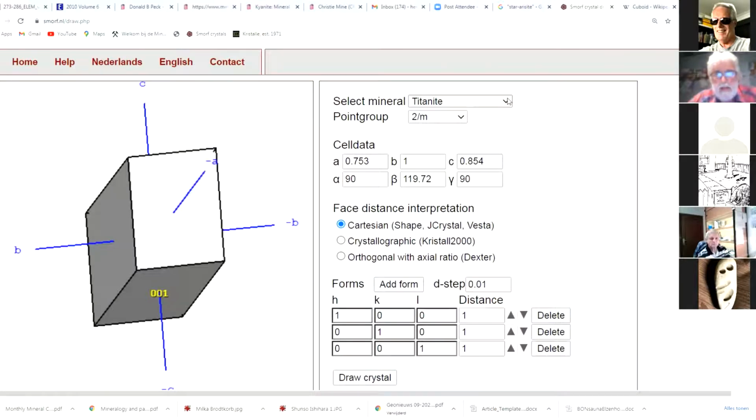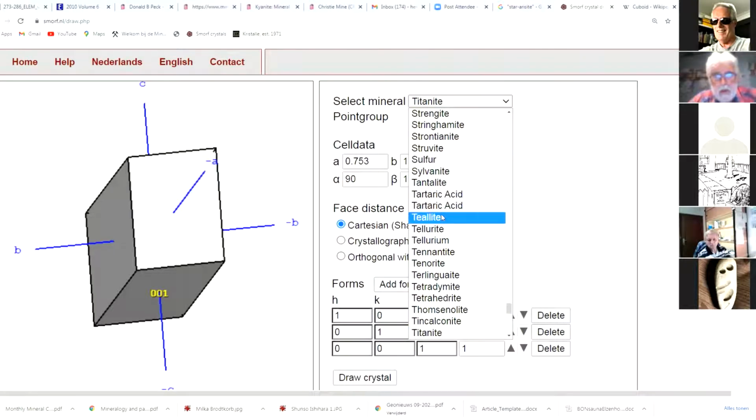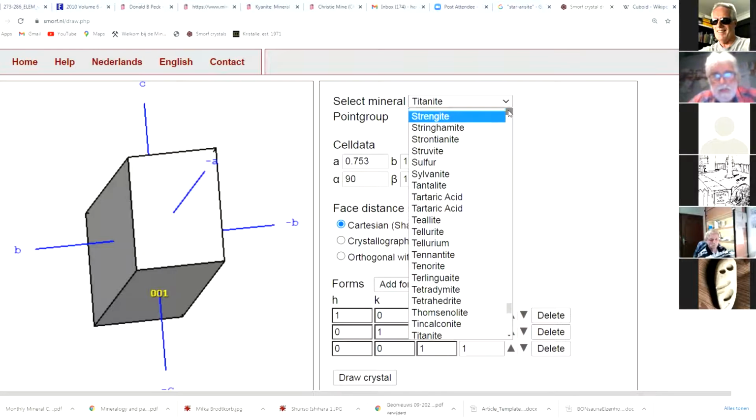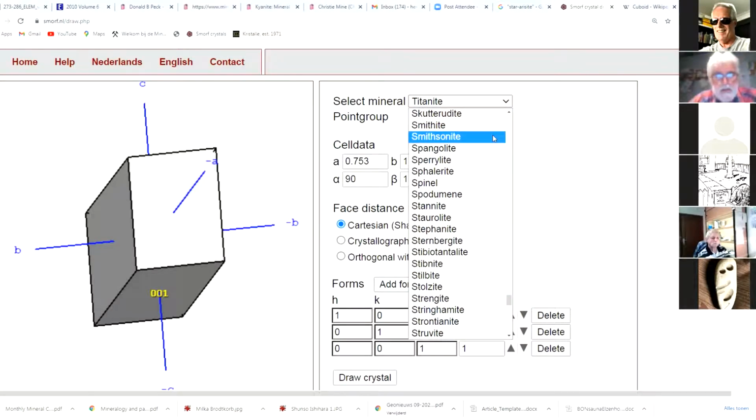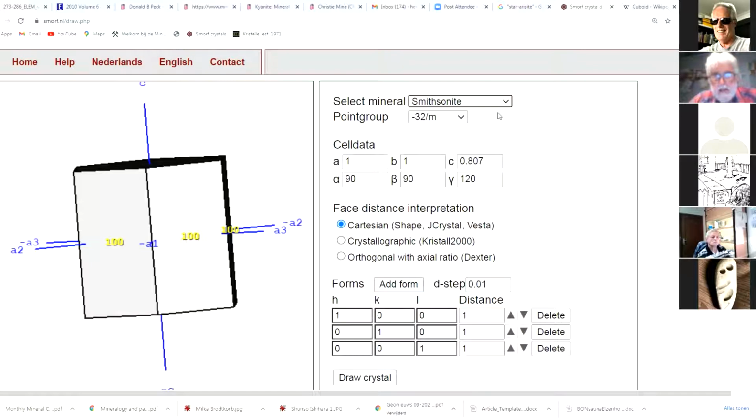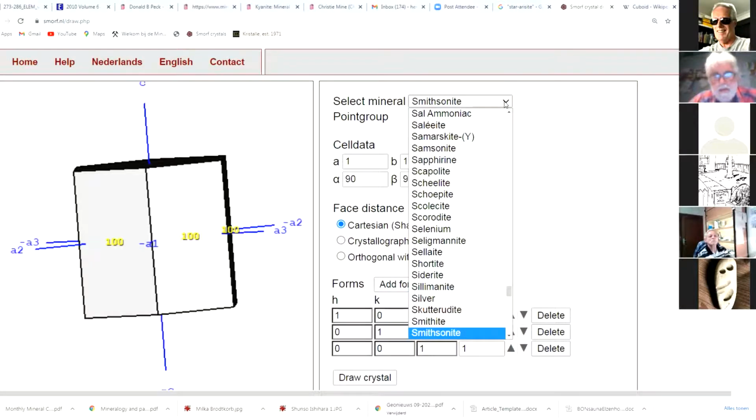Okay, so as you've probably seen already, if you click here on the select mineral, you have a whole list of minerals that you can choose from and that are predefined in the little database that's behind this program. Of course, you also have the hexagonal system and the trigonal system, but they're more or less similar to orthorhombic, it's the same principle, so I'm not going into detail on those.